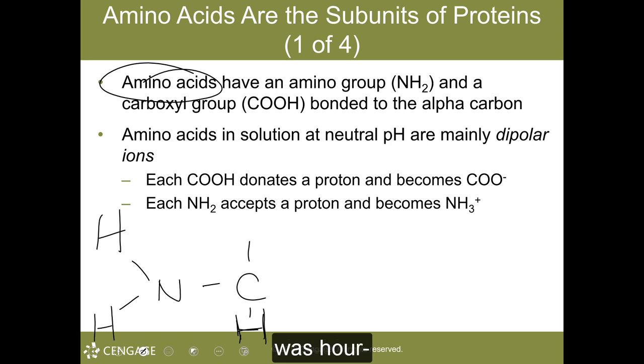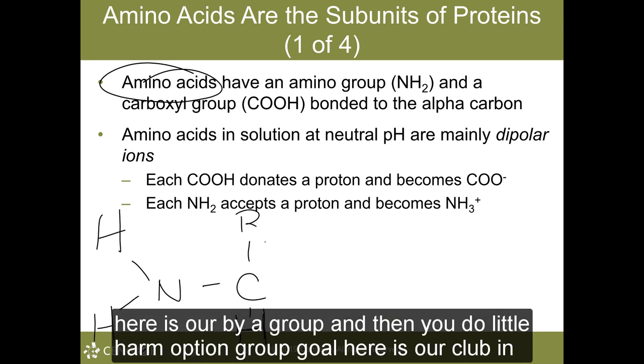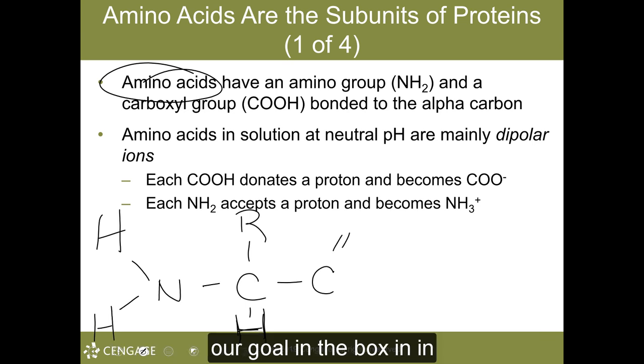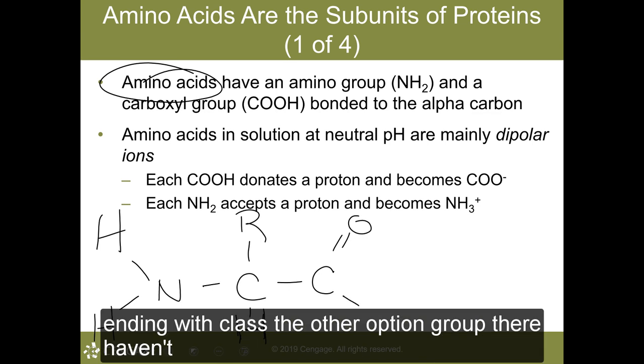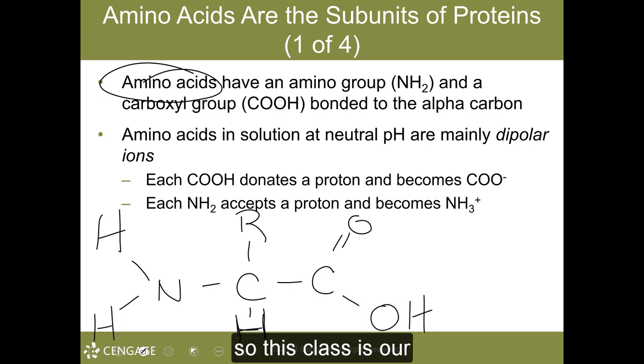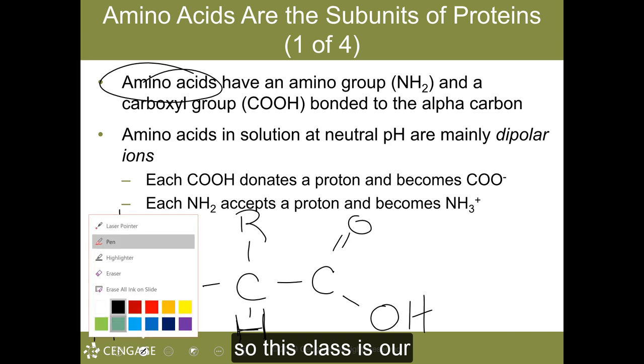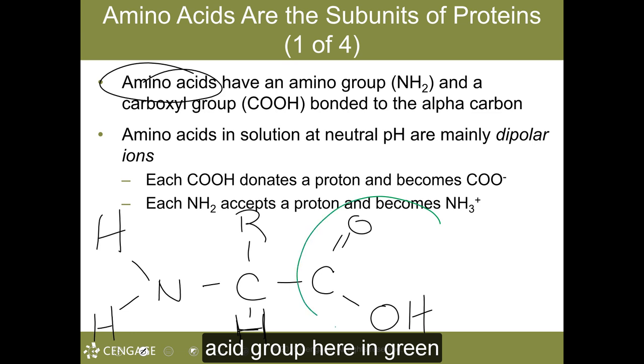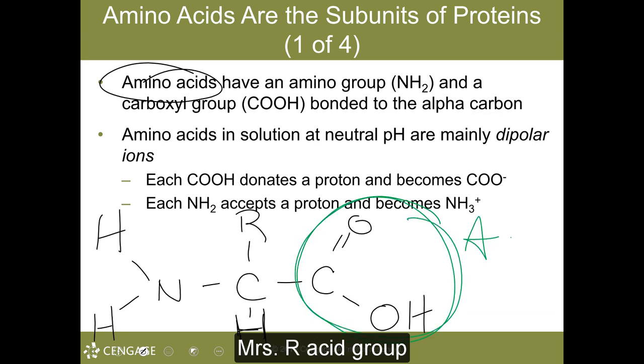So there's our hydrogen. Here is our R group. And then yet again, we'll go to our carboxyl group. So here is our carbon, our double bonded oxygen, and then ending with the hydroxyl group. There we have it. So this is our acid group here in green. This is our acid group.